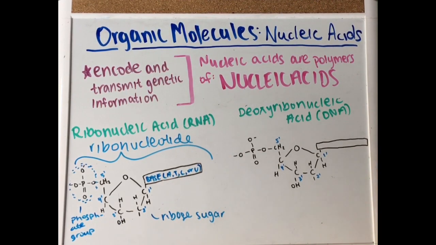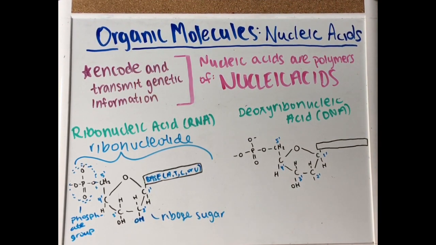And the last important thing to note is that all of the carbons are attached to hydrogens or other carbons, and the main difference between the ribonucleic acid and the deoxyribonucleic acid is that the 2' carbon is attached to an OH, and it's different in the deoxyribonucleic acid, and we'll get to that.